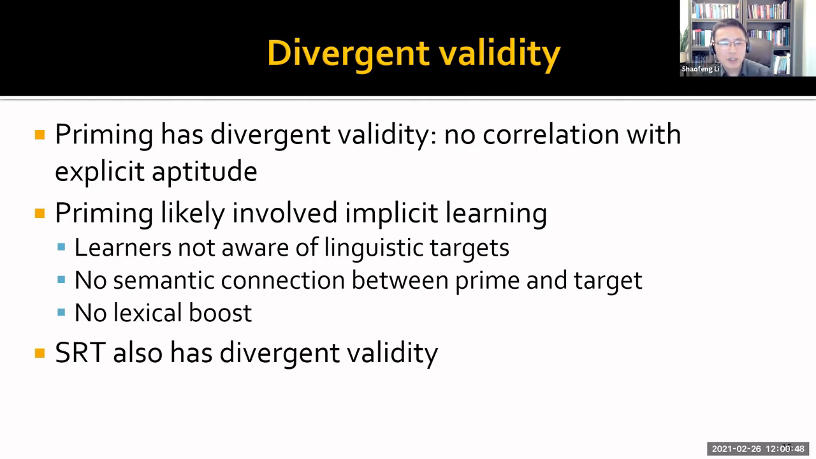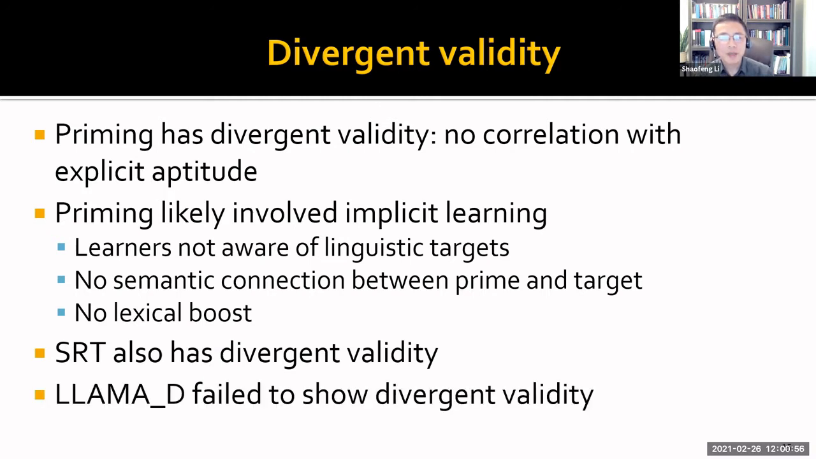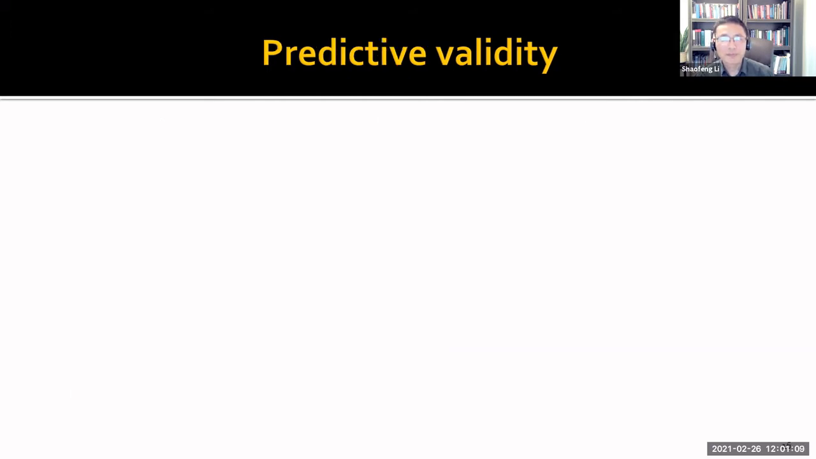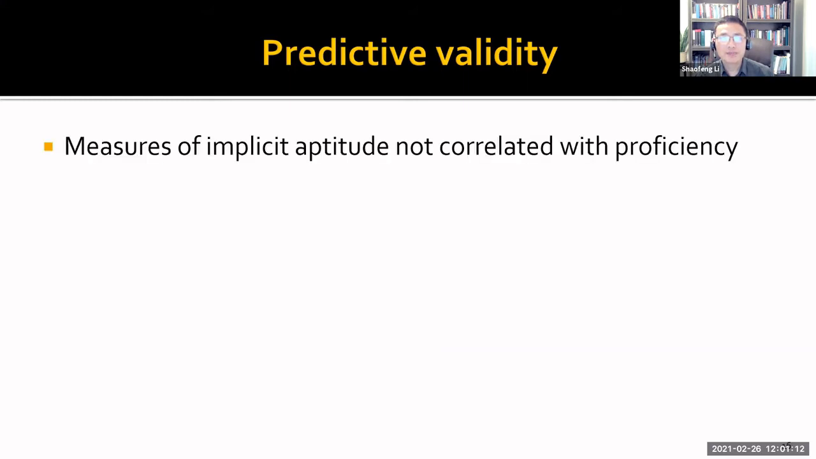SRT or sequence learning also has divergent validity. It is not correlated with any measure of explicit aptitude. However, lemma D did not show divergent validity because it loaded on the same factor as measures of explicit aptitude. In terms of predictive validity, measures of implicit aptitude were not correlated with proficiency. Of course, syntactic priming was not predictive of proficiency either.